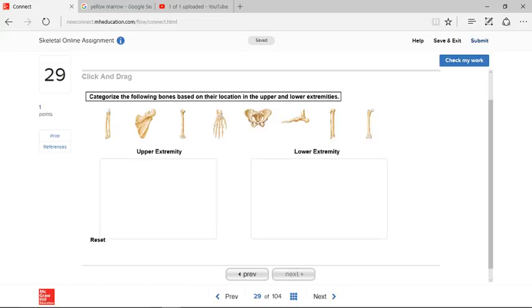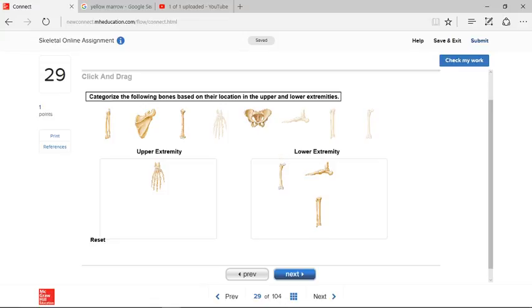Categorize the following: upper extremity, lower extremity. Alright, so hi guys. I hope you all know this right here is a hand and not a foot, because if your feet look like that, you got some problems. Right here, you can obviously see the tibia and the fibula. The fibula is lateral and the tibia is medial. Right here, we got some type of, this might be humerus or femur.